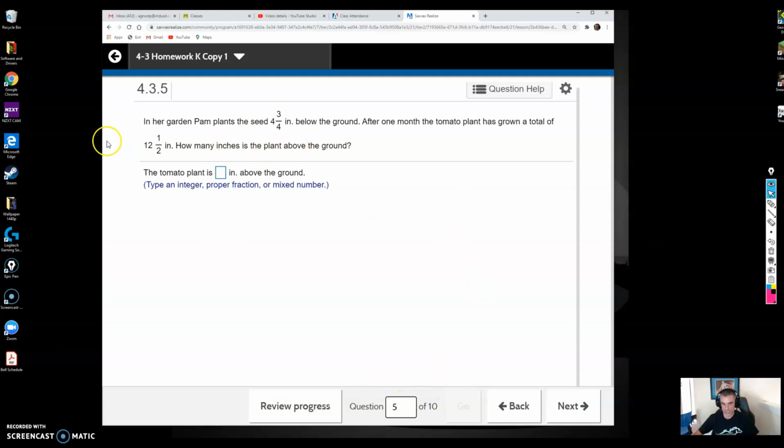All right, so it says, in her garden, Pam plants the seed 4 3/4 inches below the ground. So I'm going to stop there. I'll highlight that.